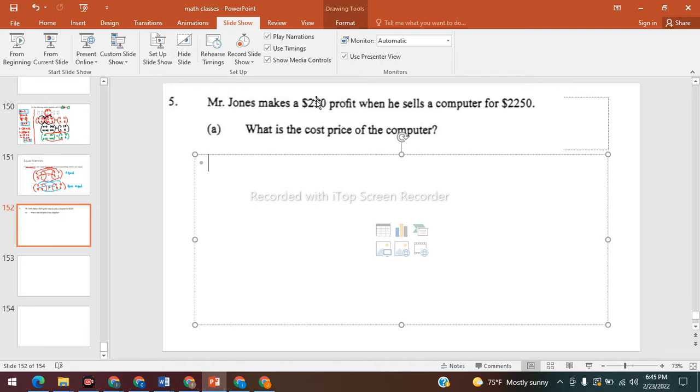I mean, it's straightforward. He made a $250 profit when he sold the computer for $2,250. So if he makes $250 profit, that means he had to buy it for $2,000 and then sell it for $2,250. But this computer is expensive though.